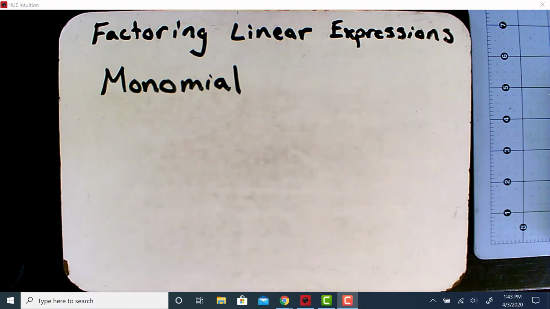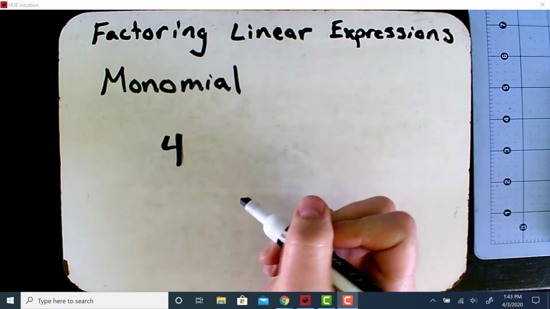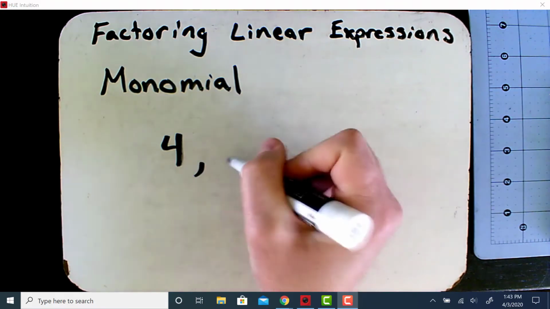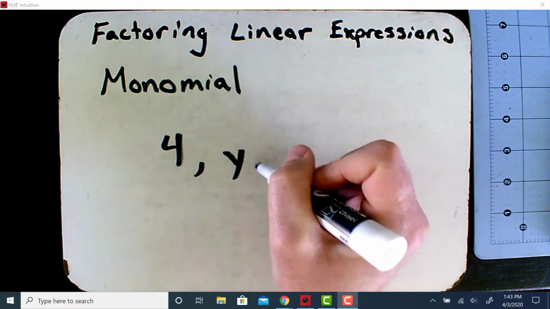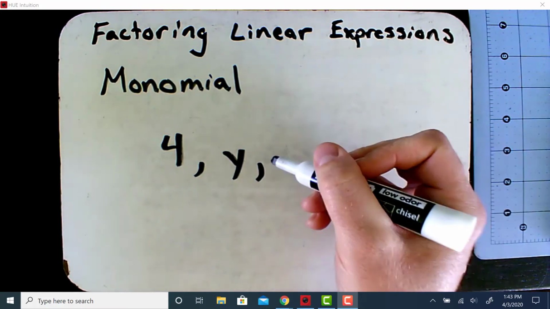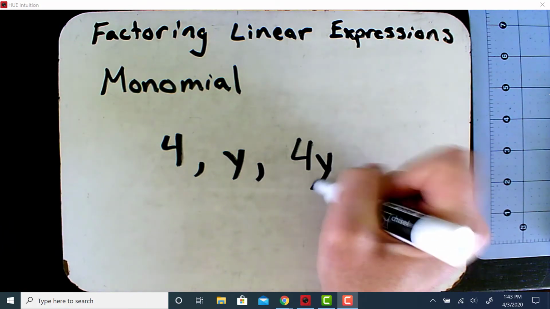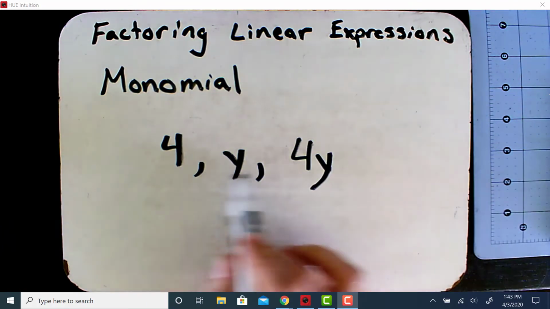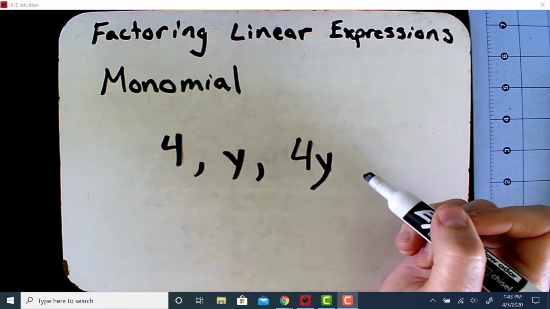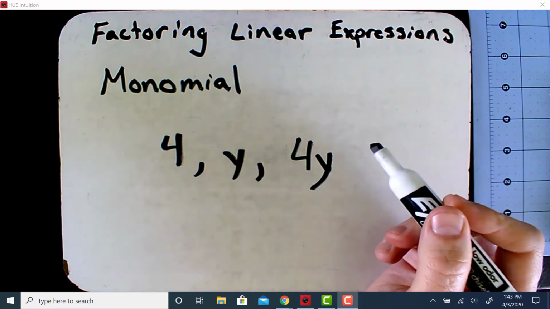monomial is. A monomial is a number, like 4, or a variable like y, or the combination of a number and variable together, or the product of a number and variable like 4 times y. These are all examples of monomials. Monomials do not have any addition or subtraction signs in them.